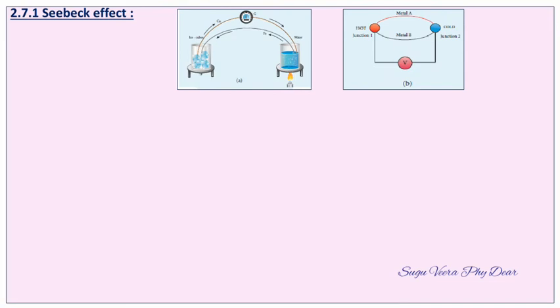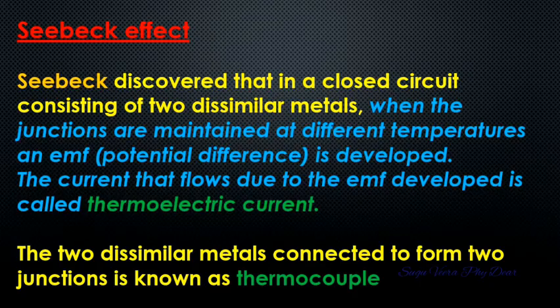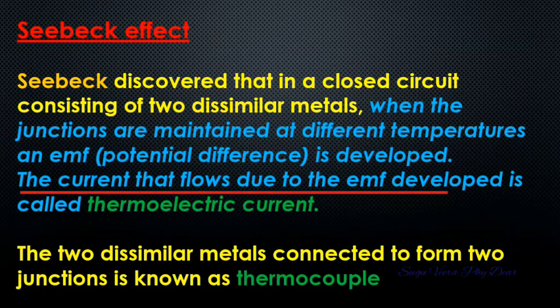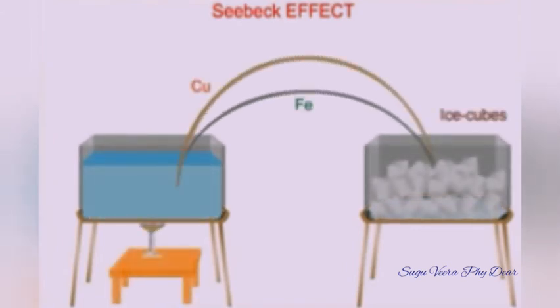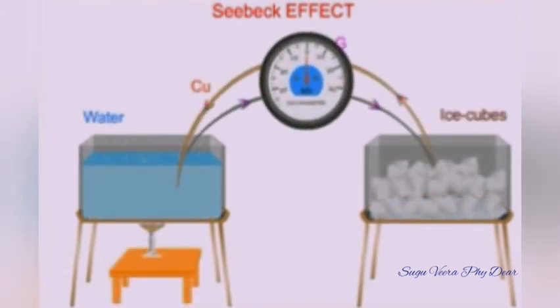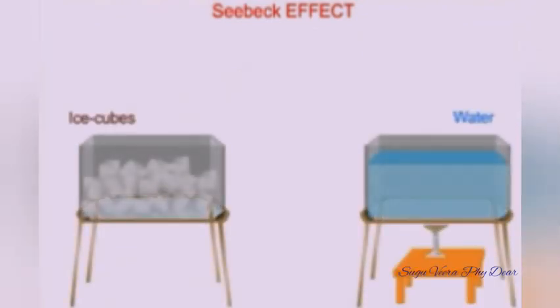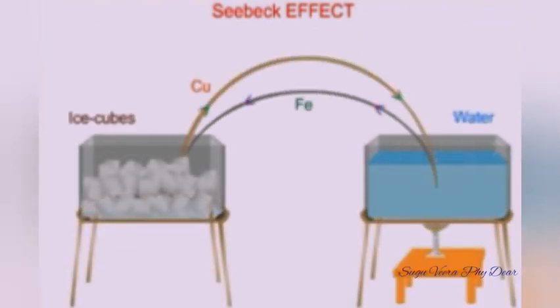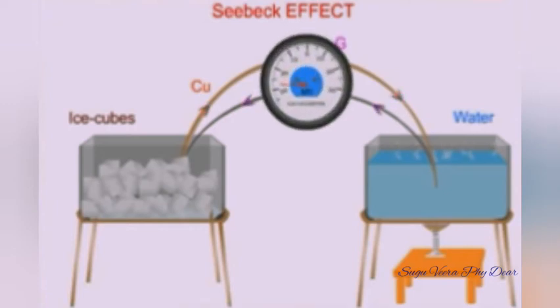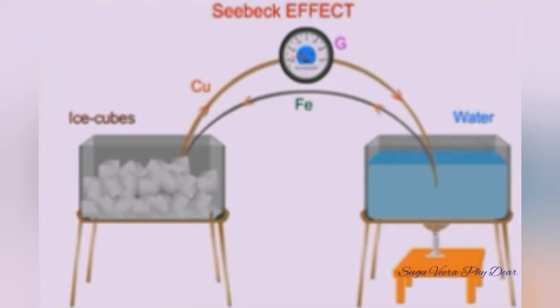Seebeck effect. Seebeck discovered that in a closed circuit consisting of two dissimilar metals, when the junctions are maintained at different temperatures, an EMF is developed. The current that flows due to the EMF developed is called thermoelectric current. The two dissimilar metals connected to form two junctions is known as a thermocouple. If the hot and cold junctions are interchanged, the direction of current is also reversed. Hence the effect is reversible.